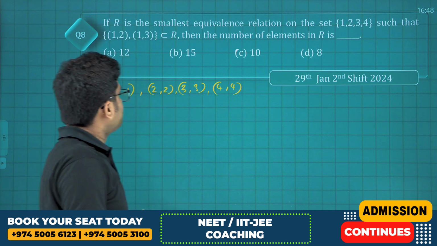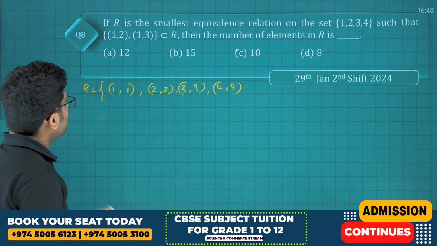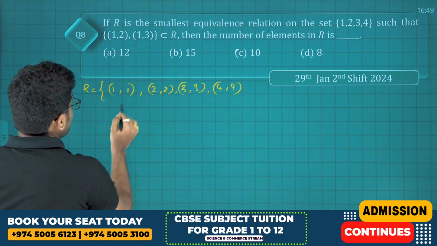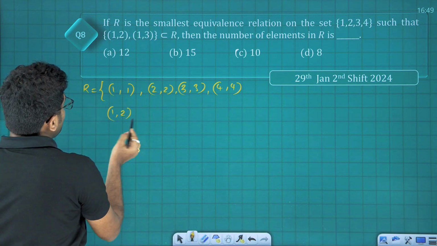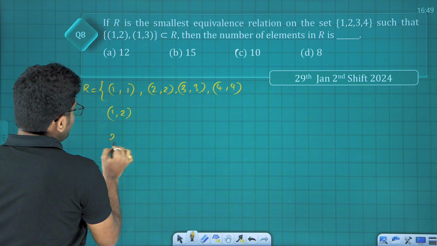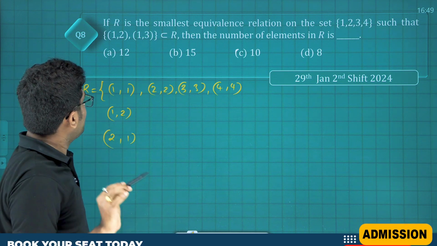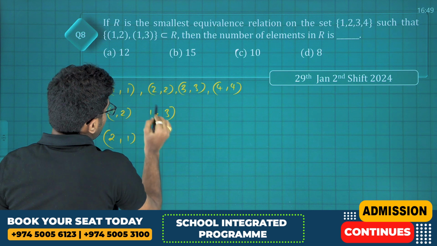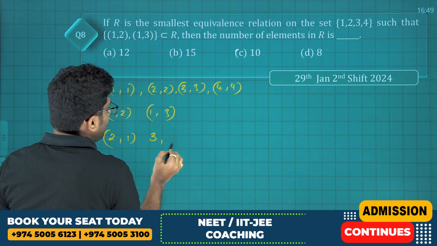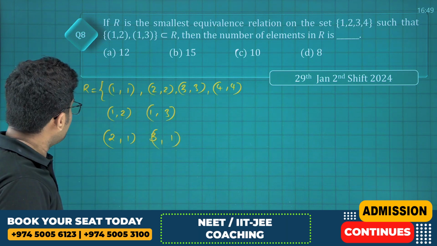Now they said 1 comma 2 is also there. Okay, 1 comma 2 is there. To make it symmetric, 2 comma 1 should be there. Next, if 1 comma 3 is there, to make it symmetric, 3 comma 1 also should be there. Next, what else do we need?